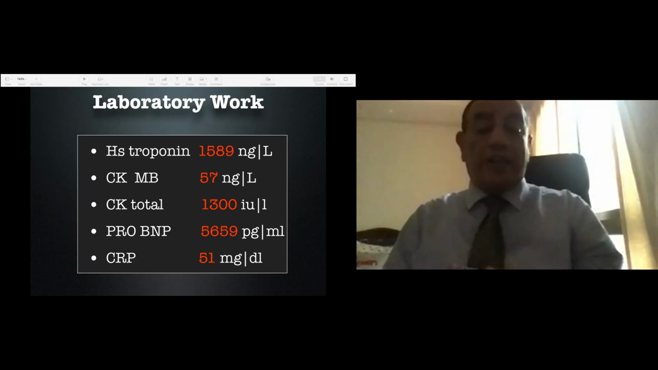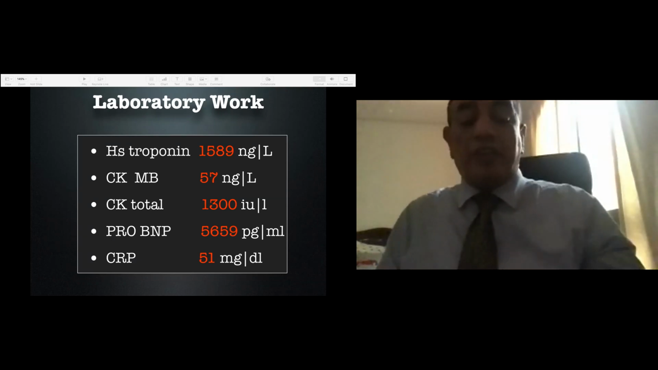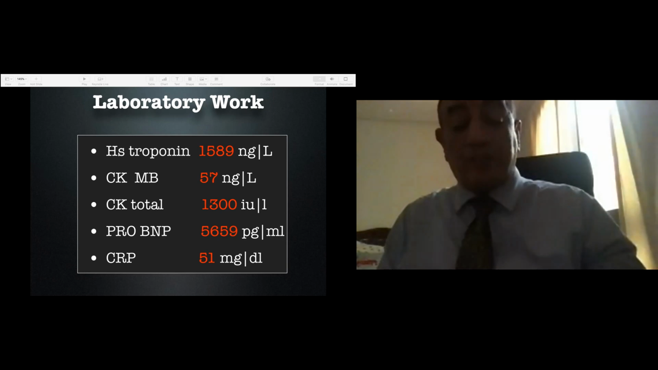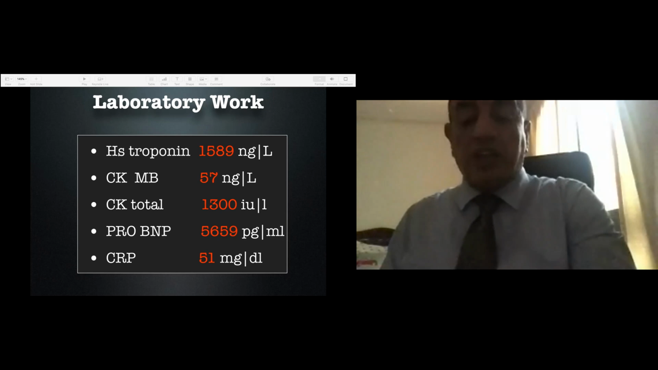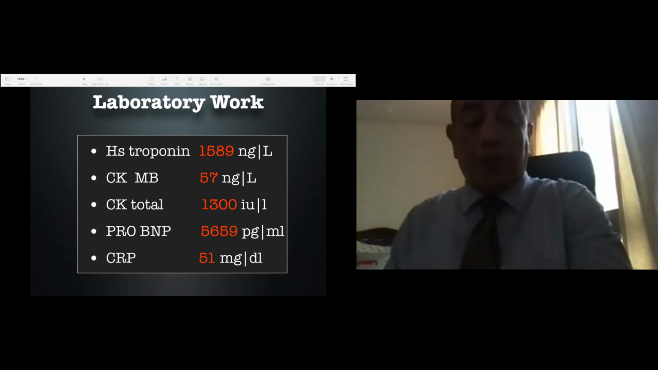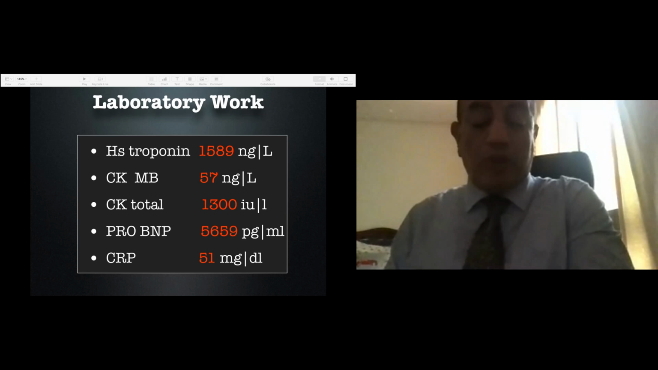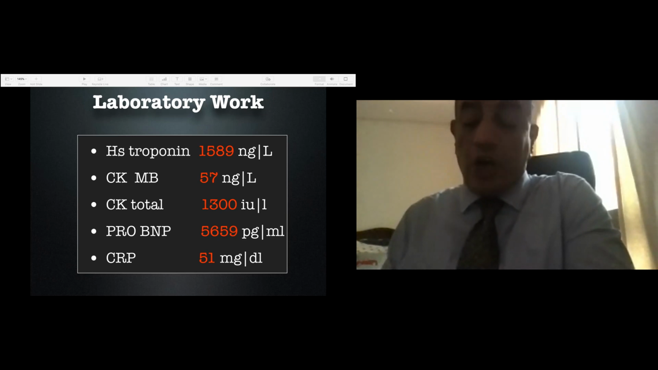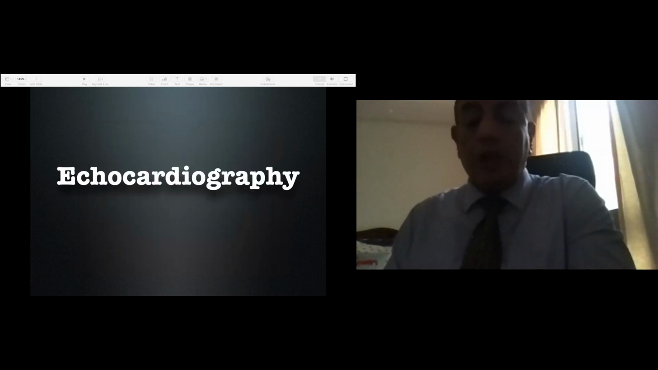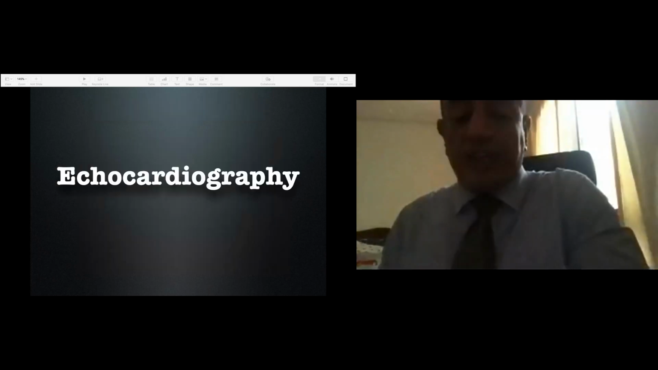Markers of myocardial injury showed significant elevation of high sensitivity cardiac troponin and CK-MB, and the marker of myocardial dysfunction showed significant elevation of pro-BNP. You can appreciate the marker of inflammation here, CRP, significantly elevated at 51, with an upper limit of normal of 0.5.